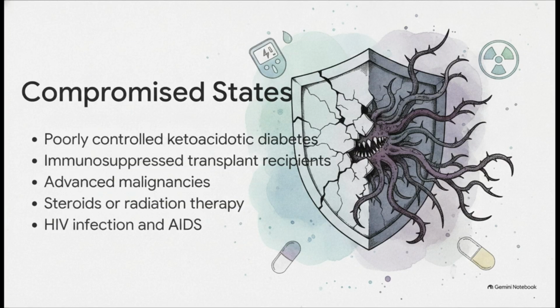Now, let's talk about ketoacidotic diabetes for a second because this is a massive high-yield concept for you to remember. The altered serum iron levels and the highly acidic environment in these patients literally act like fertilizer. That acidic state actually unbinds iron from transport proteins like transferrin, and these specific fungi absolutely thrive on that free serum iron. It supercharges their growth and leads to massive tissue invasion.